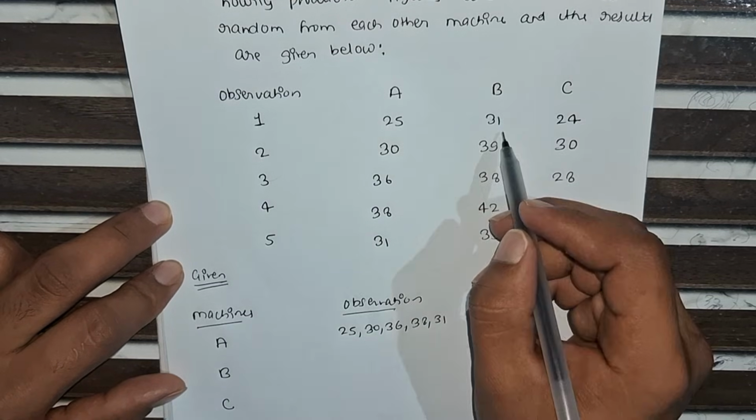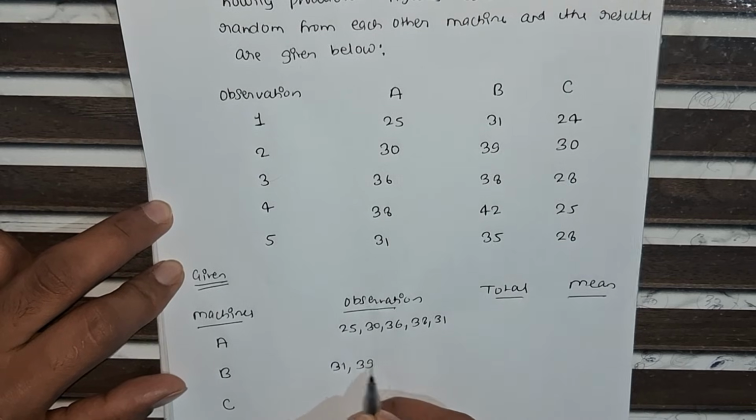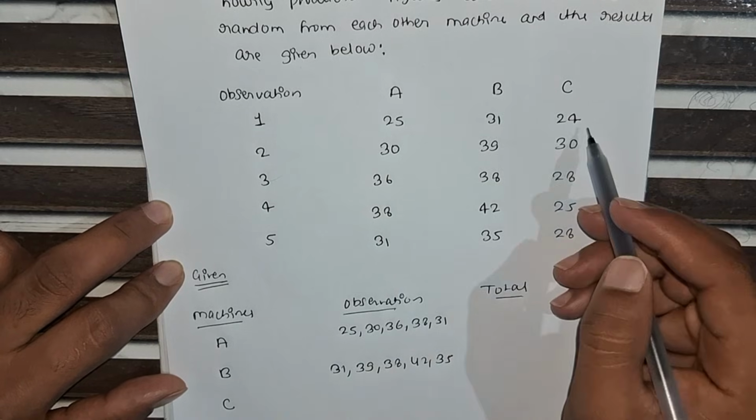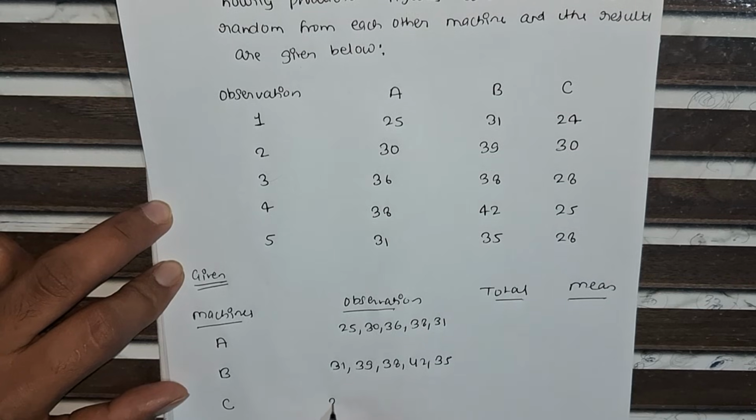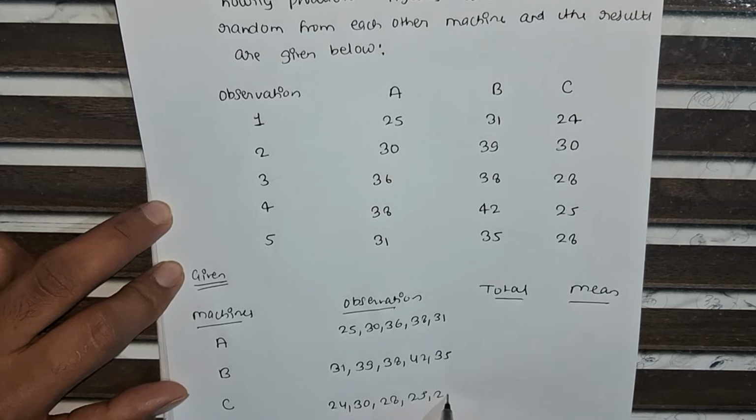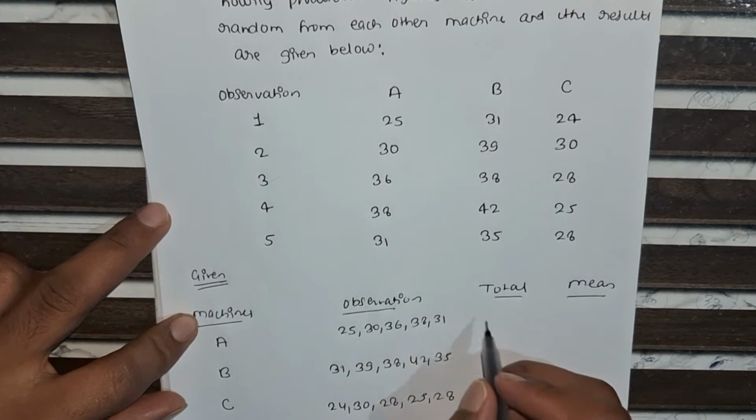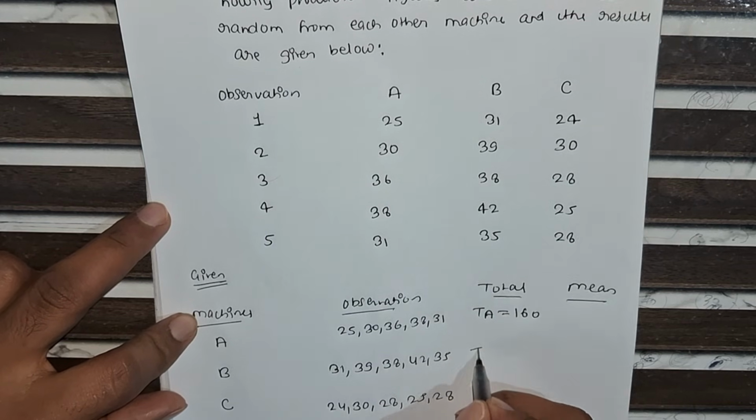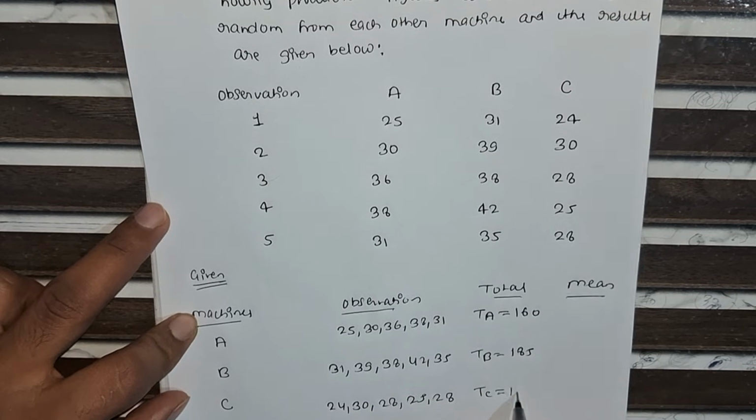Like that for B, 31, 39, 38, 42 and 35. Like that for C, 24, 30, 28, 25 and 28. So what is the total of the observations of machine A, TA equals to, when you add it becomes 160. For TB, when you add it becomes 185, and like that for TC equals to 135.